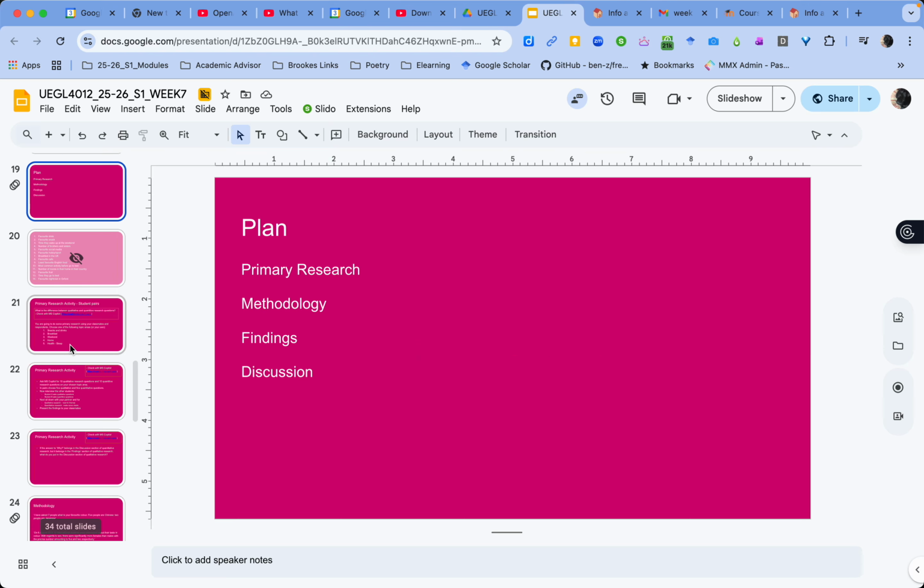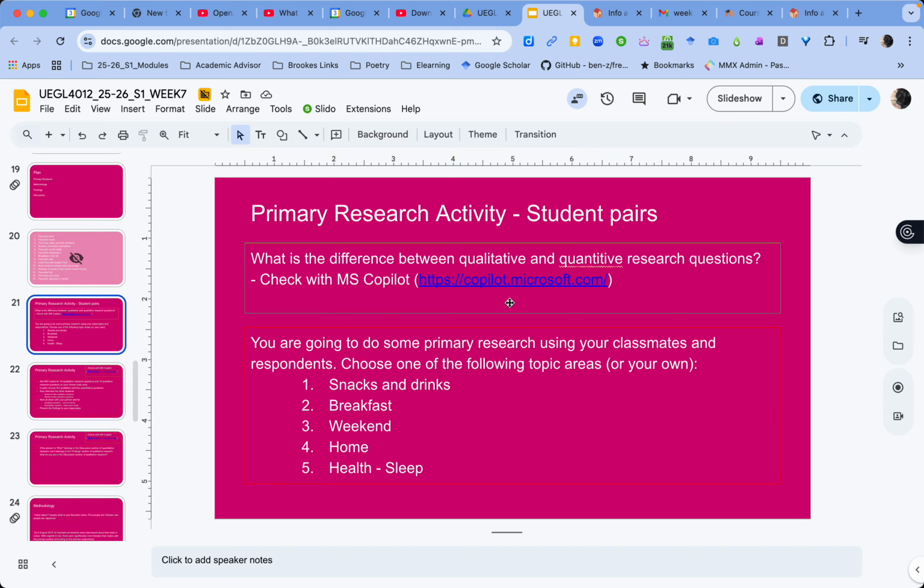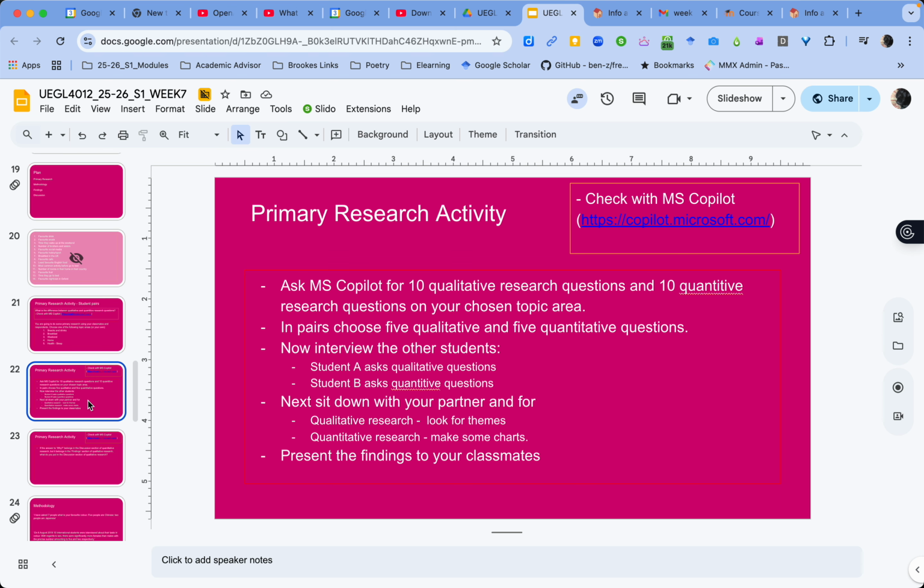This next part here, I think, is quite a nice little activity. Students like getting up and interviewing the rest of the class about a topic area that they've chosen, and then maybe creating a little chart within Excel on their computers where they show the results. And I think it's quite nice for them to use Copilot to find these different types of questions.